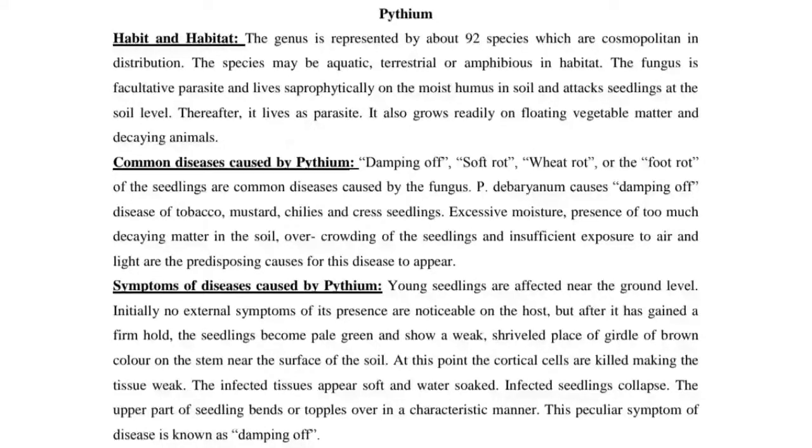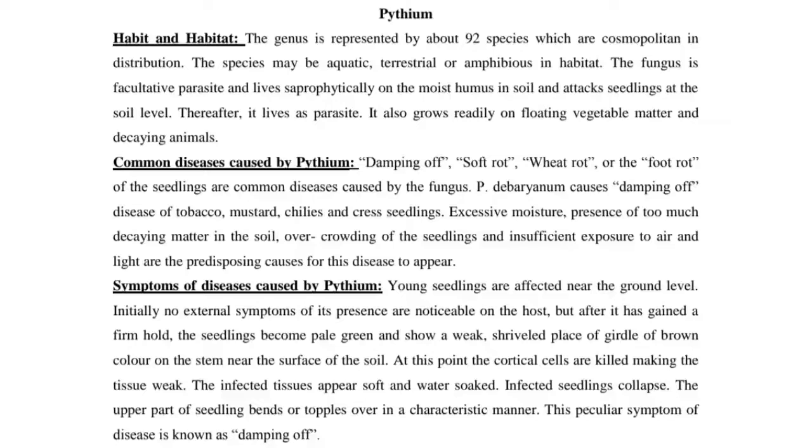Pythium habit and habitat. The genus is represented by about 92 species which are cosmopolitan in distribution. The species may be aquatic, terrestrial or amphibious in habitat. The fungus is a facultative parasite and lives saprophytically on the moist humus in soil and attacks seedlings at the soil level. Thereafter, it lives as a parasite.